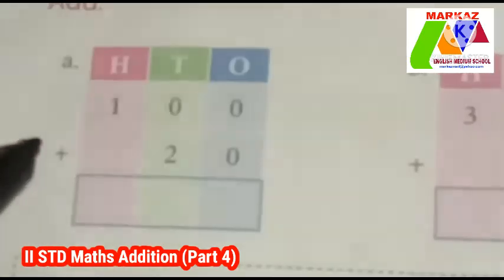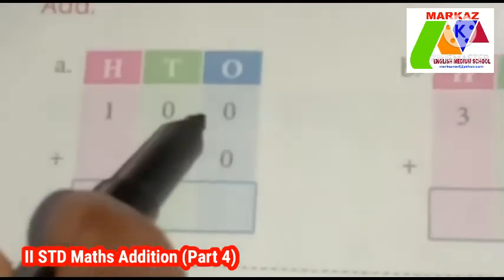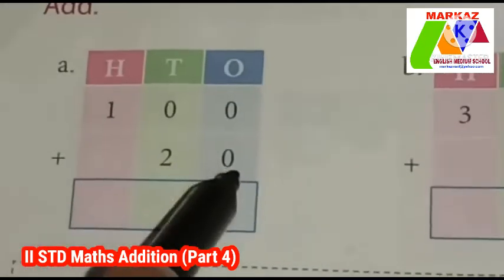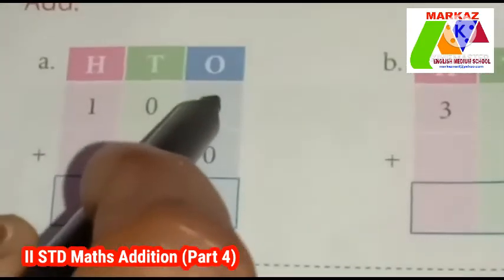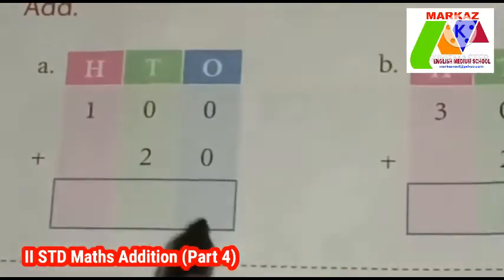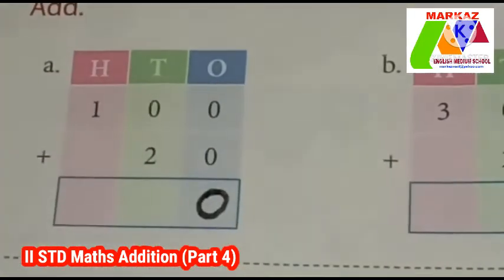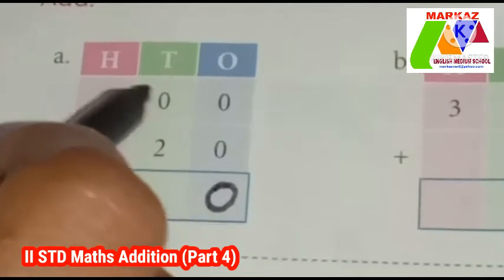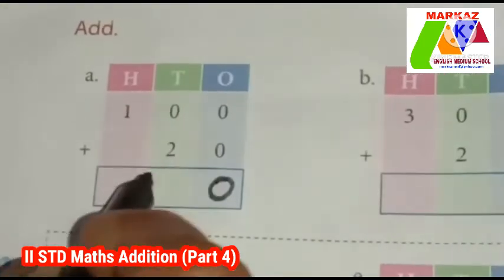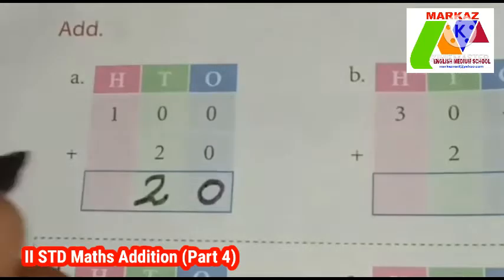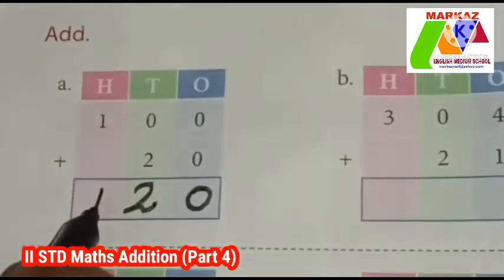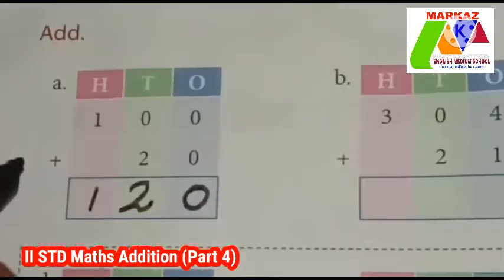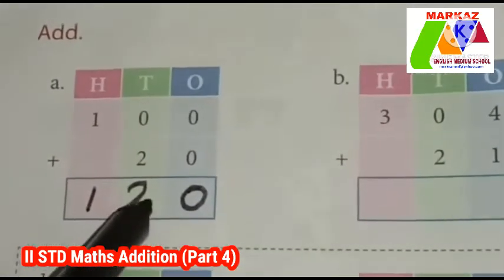Add 120. 100 plus 20. First, add the numbers at ones place. 0 plus 0, 0. Next, 0 plus 2, 2. Next, 1 plus 0, 1. Thus, 100 plus 20 is equal to 120.